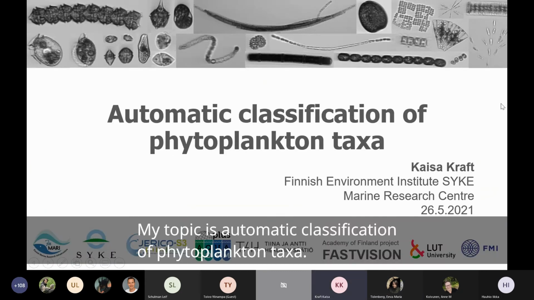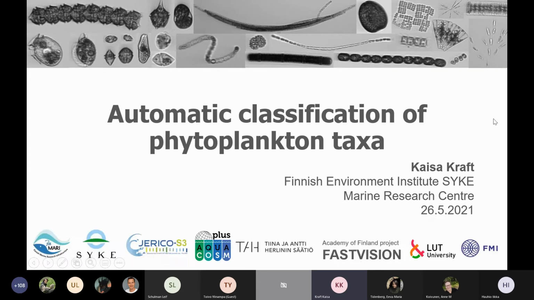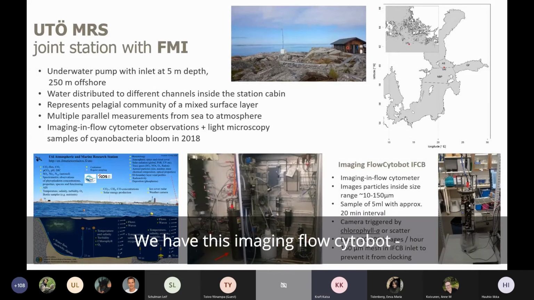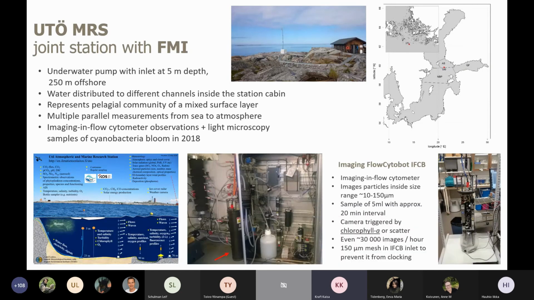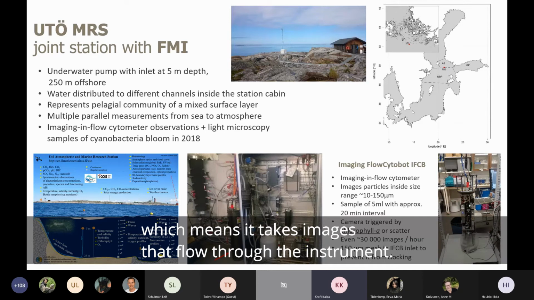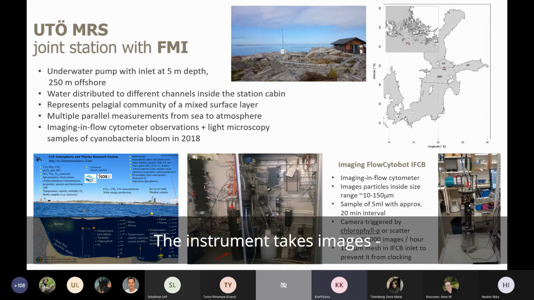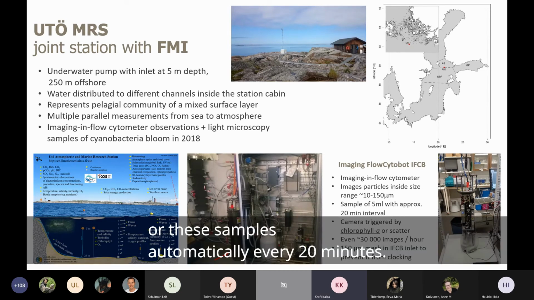So my topic is automatic classification of phytoplankton taxa. I work in the Finnish Environment Institute in the Marine Research Center, and I'm doing my PhD on the topic. We have this Imaging FlowCytobot, IFCB, which is an imaging flow cytometer, which means that it takes images of samples that flow through the instrument. And in this case, we image phytoplankton. The instrument takes these samples automatically every 20 minutes.